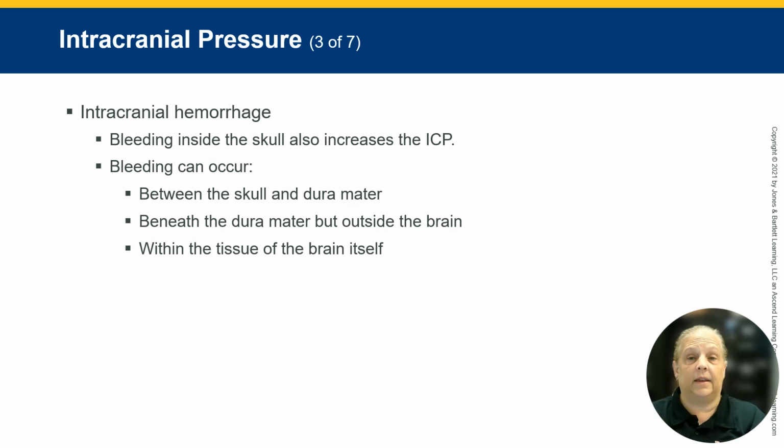So in addition to the swelling, we can also have bleeding inside the skull. Bleeding is also going to increase that intracranial pressure. We can have that bleeding in between the skull and the dura. We call that an epidural hemorrhage. Between the skull and the dura on the inside, we call that a subdural hematoma. And then we can have it within the brain, which is a cerebral hemorrhage.